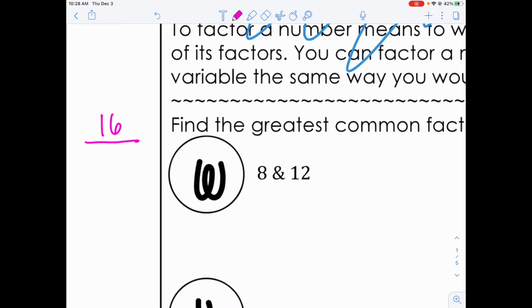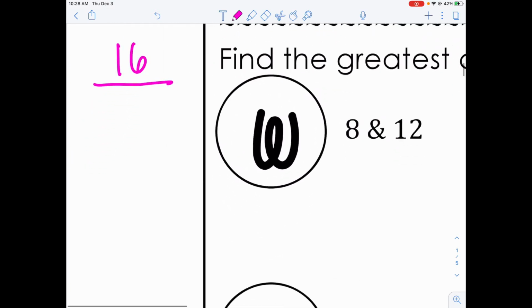So over here I have 16 written, so go ahead and write 16. And then we're going to write all of the factors of 16. So all of the numbers that when you multiply, they can get you to 16. So our first set of factors is 1 and 16, because 1 times 16 is 16. The second pair of factors that make 16 would be 2 and 8, because 2 times 8 is 16.